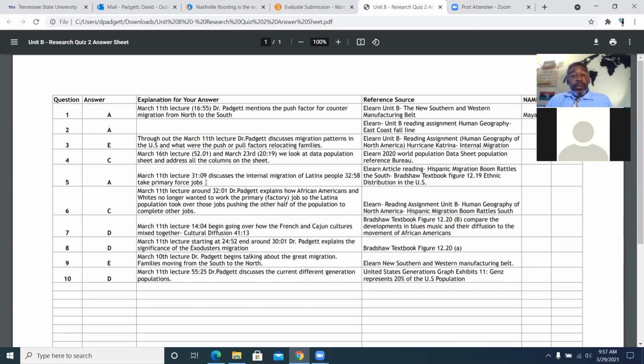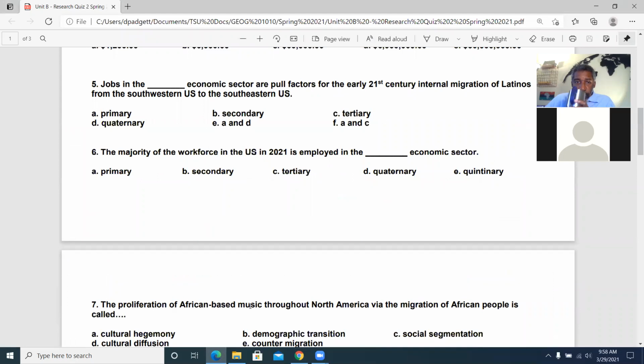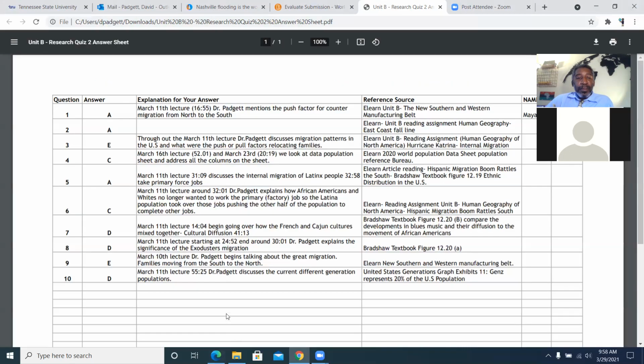And then the reference source. Now, the reference source kind of doesn't match up. I'll have to think about that one. Right now, I'm leaning towards giving her full credit for all three. Just being a little lenient, but I can't say that the answer's wrong. Okay, let's go on to the next question. Number 6. The majority of the workforce in the U.S. in 2021 is employed in the, and Weaver correctly answered C.